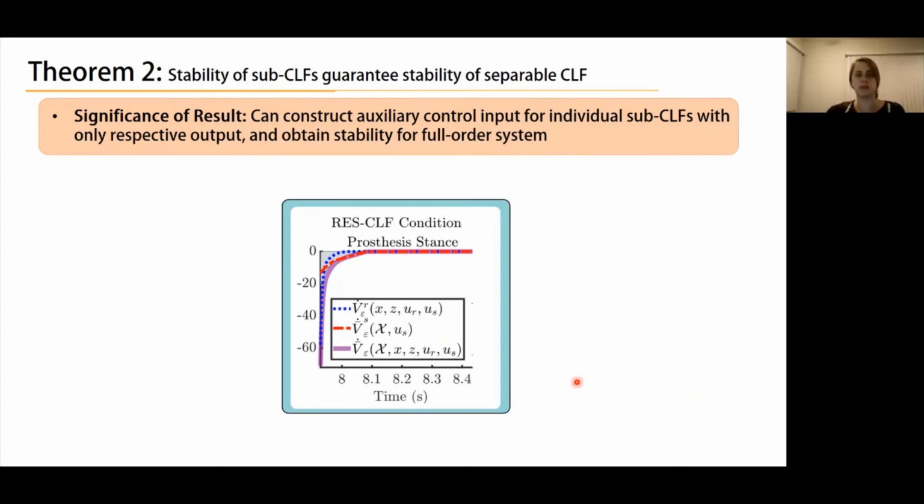This result is significant because it means we can construct our auxiliary control input for the individual sub-CLFs with only their respective output, but then obtain stability for the full order system. In the case of the prosthesis, the CLF derivative for the human is given in blue. For the prosthesis, it's given in red, and the overall CLF derivative for the system is given in purple, and it is below its bound, which is given in gray.